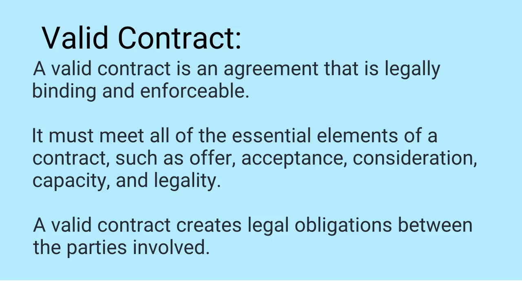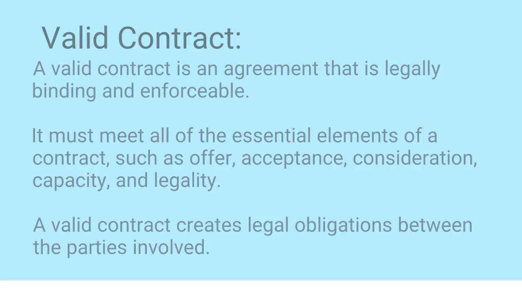Valid contract. A valid contract is an agreement that is legally binding and enforceable. It must meet all of the essential elements of a contract, such as offer, acceptance, consideration, capacity, and legality. A valid contract creates legal obligations between the parties involved.